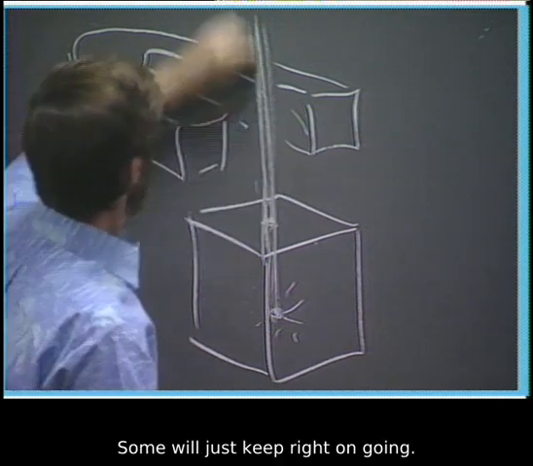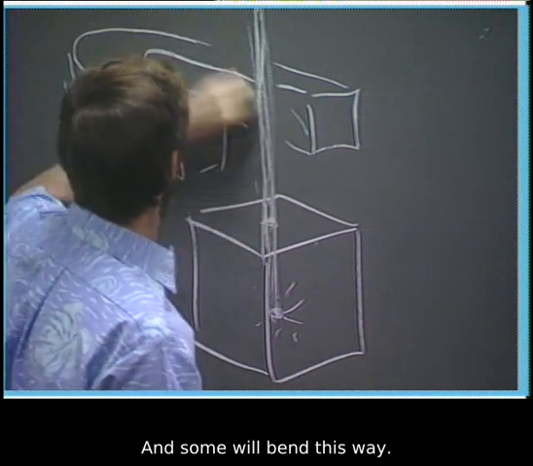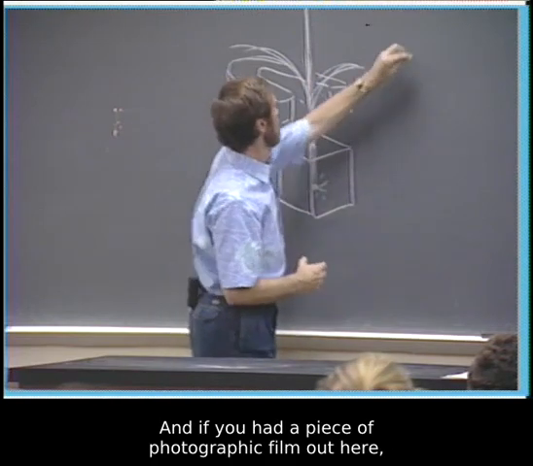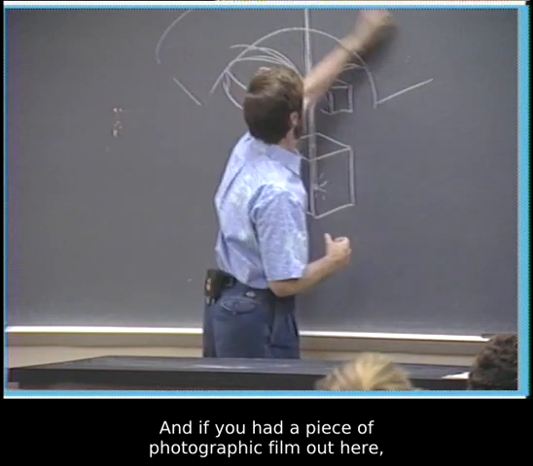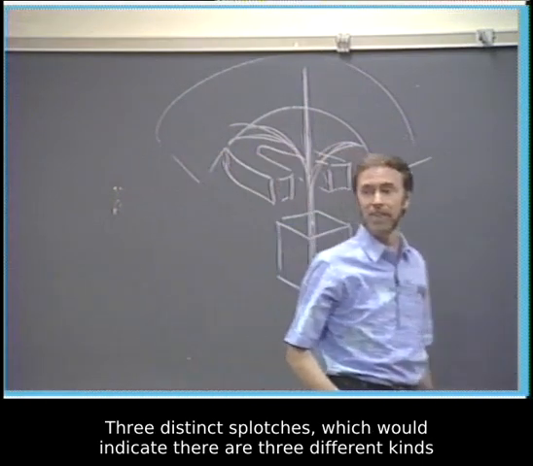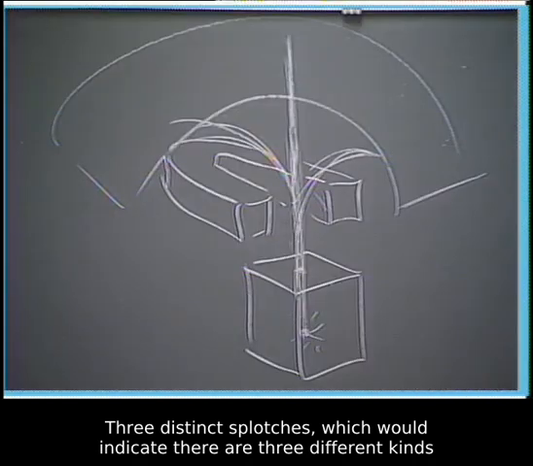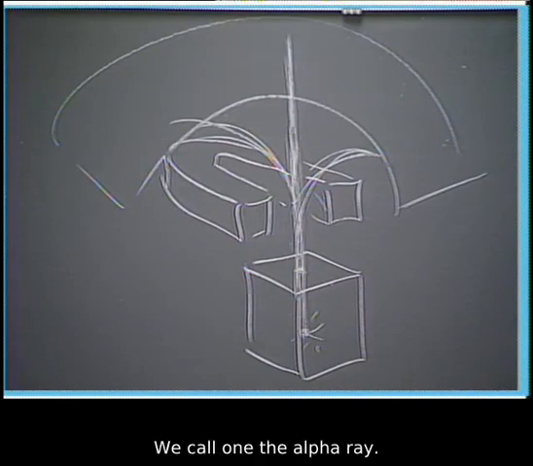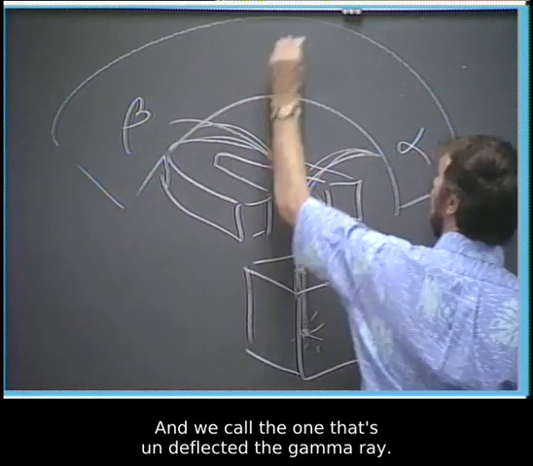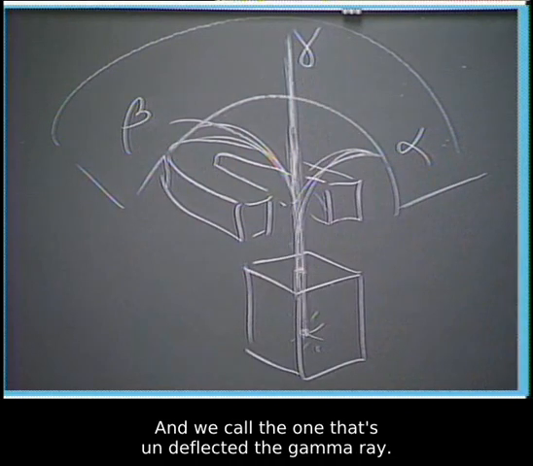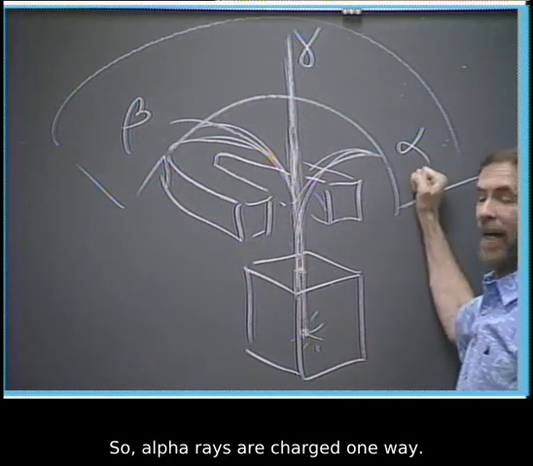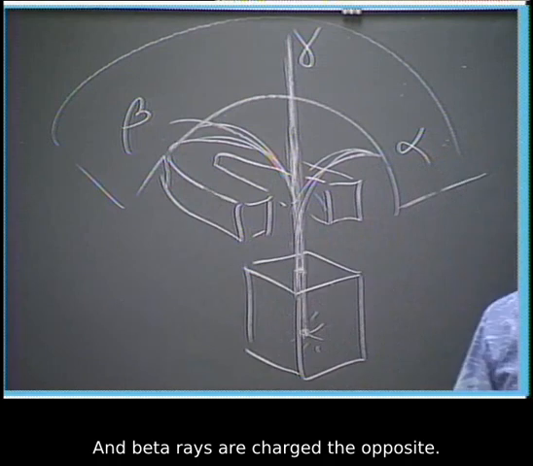Some will just keep right on going. And some will bend this way, and some will bend that way. And if you had a piece of photographic film out here, you could catch splotches here, here, and here. 3 distinct splotches, which would indicate there are 3 different kinds of rays coming out. We call one the alpha ray, we call the other the beta ray, and we call the one that's undeflected the gamma ray.